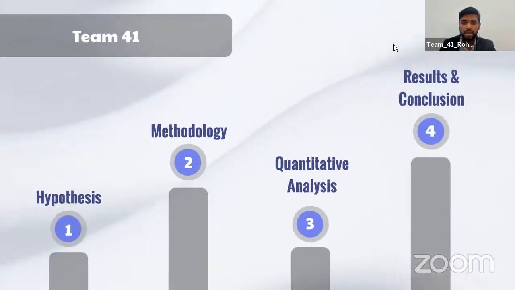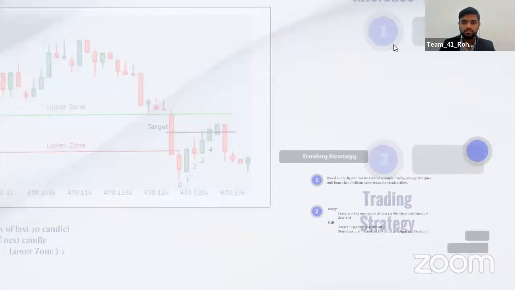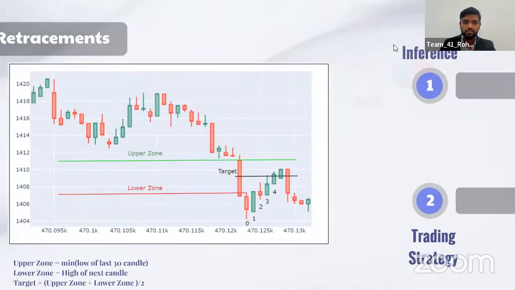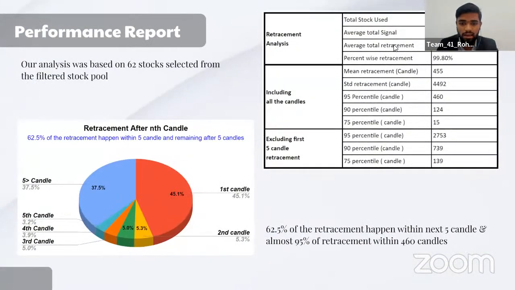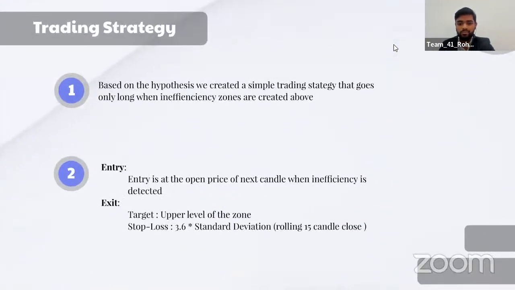To analyze this, we have performed our retracement analysis on 62 stocks from our filtered stock pool, and the result shows that 2/3 of the market retracements happened within 5 candles, and 95% of the time it closes within 460 candles. Now let's discuss the trading strategy that we have created based on the retracement analysis.